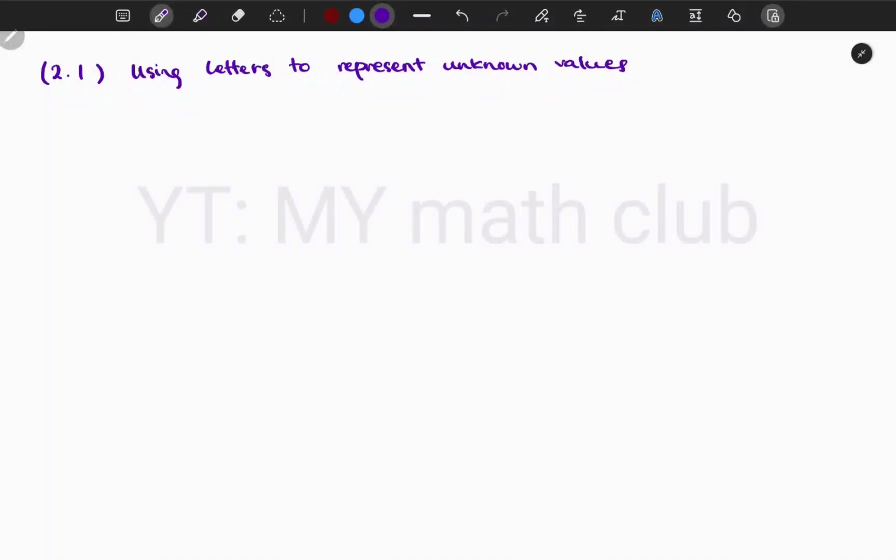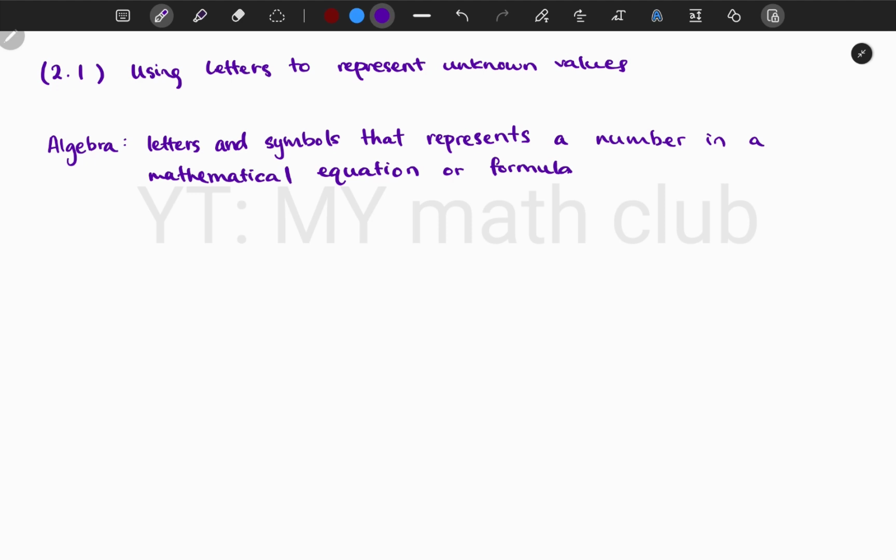Hi, today we will be covering an introduction to algebra. The way that we can think of algebra is that they are letters and symbols that can represent a number in a mathematical equation or formula. And the biggest benefit of this is that you can represent a formula in a more general form.